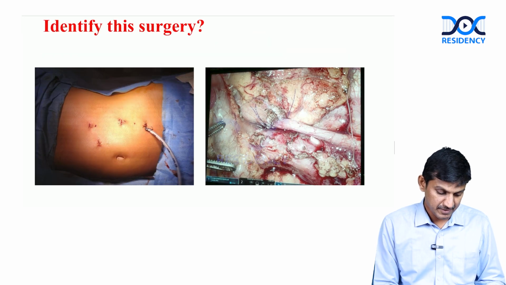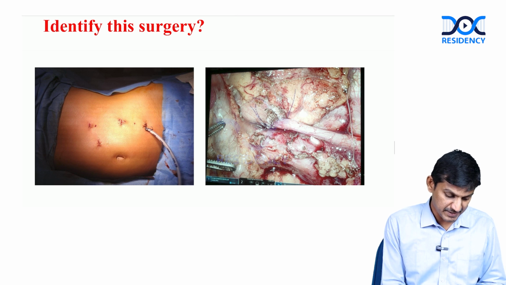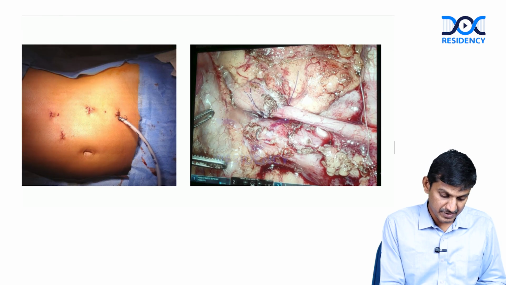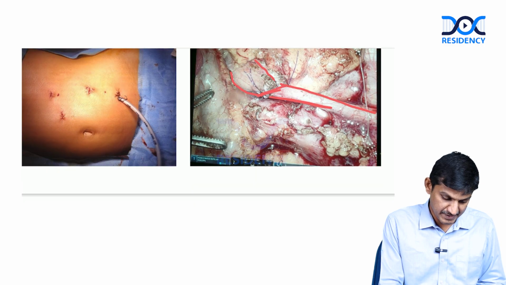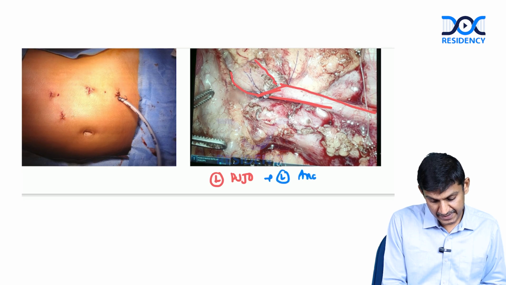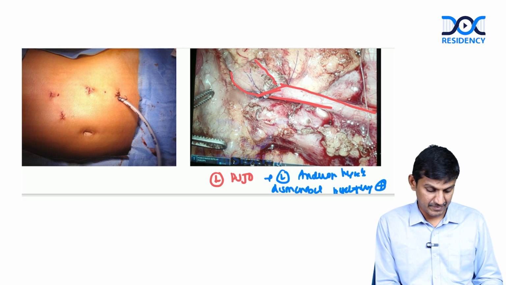So identify this surgery. This is a young child who presented with left-sided loin pain. We have done a minimally invasive procedure, it could be laparoscopic or robotic. What do you see here? You see the dilated pelvis, and this is the ureter. We have spatulated this. This is probably a case of a left-sided PUJO for which we have done a left-sided Anderson-Hynes dismembered pyeloplasty.